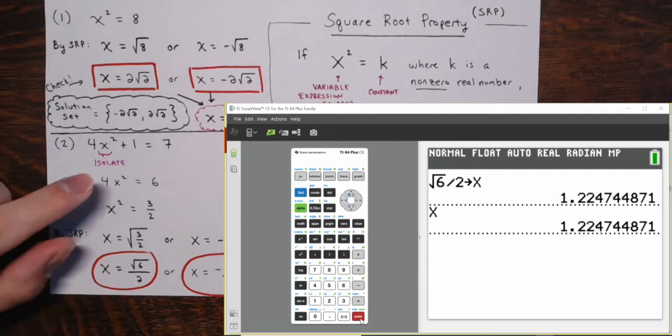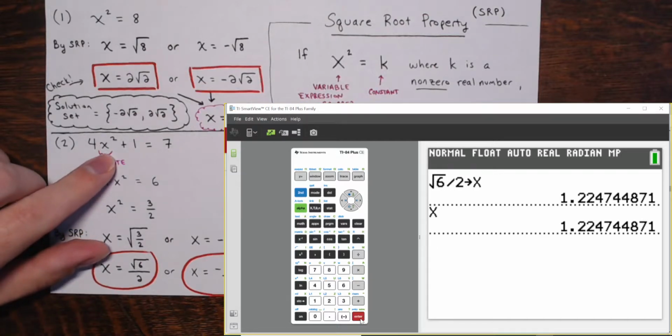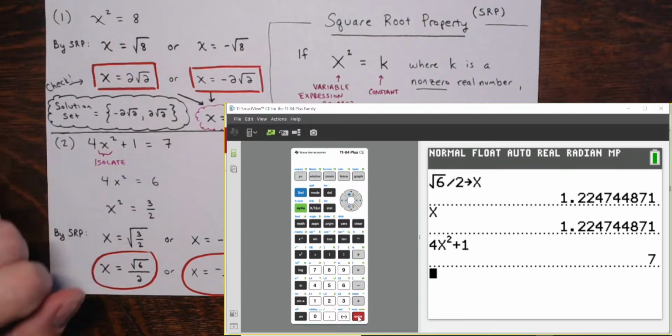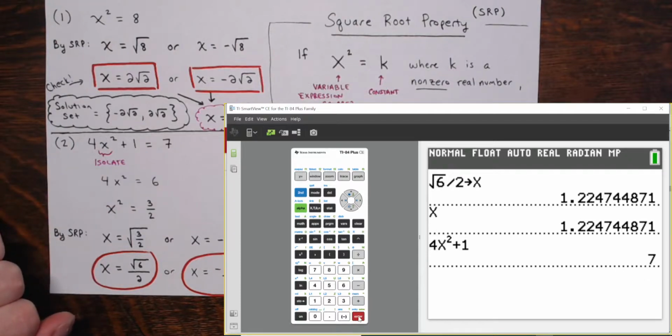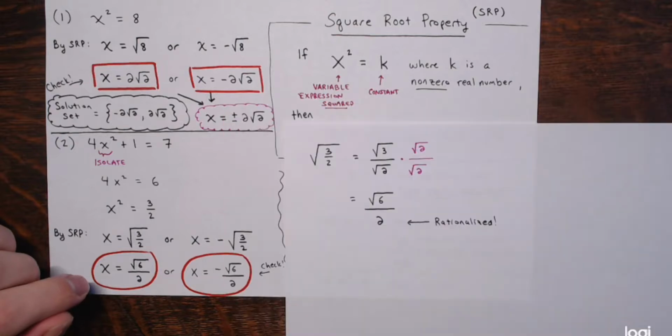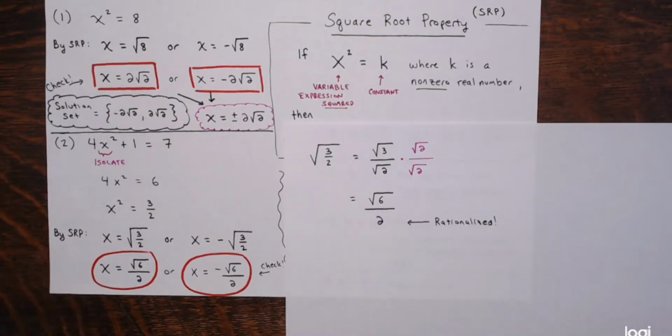And then I go back to the original equation and I'll enter the expression on the left side. We have 4 times x squared, then plus 1, right? And hopefully I get 7. And look at that, I do. So the square root of 6, divided by 2 is a valid solution. And you can do the same with negative square root of 6 divided by 2.